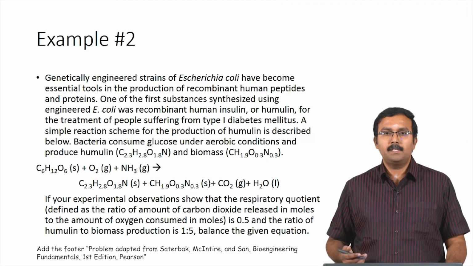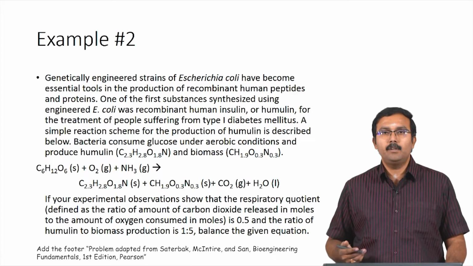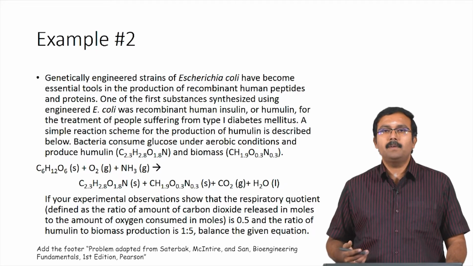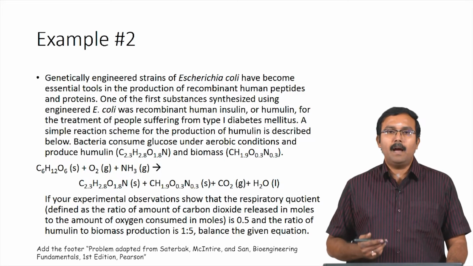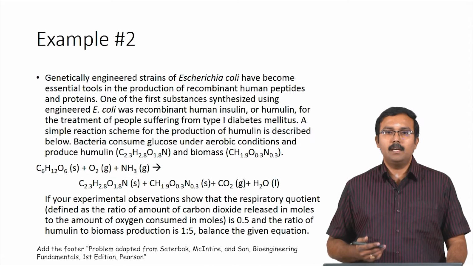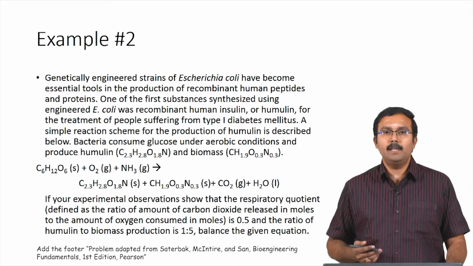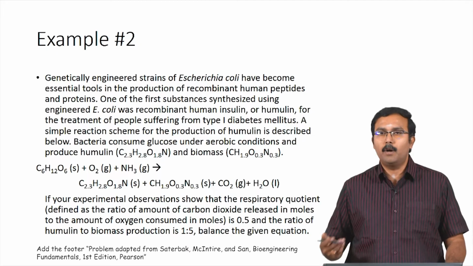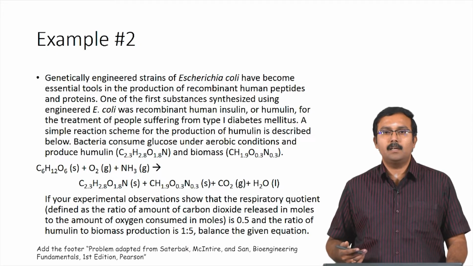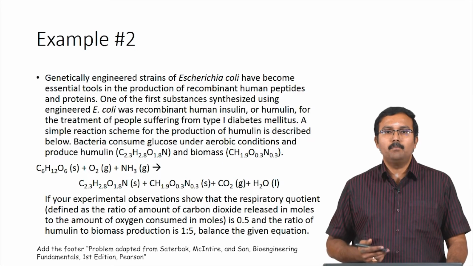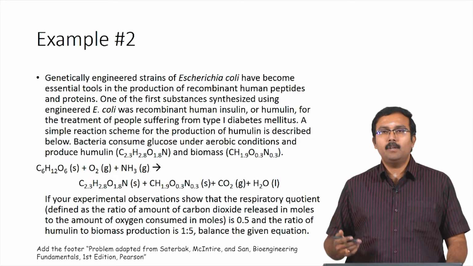One of the first substances synthesized using engineered E. coli was recombinant human insulin, or humulin, for treatment of people suffering from type 1 diabetes. A simple reaction scheme for the production of humulin is shown below. The bacteria basically consume glucose under aerobic conditions and produce humulin and also grow to form biomass. So, the reaction is given as glucose plus oxygen plus ammonia forms biomass and humulin, carbon dioxide and water.